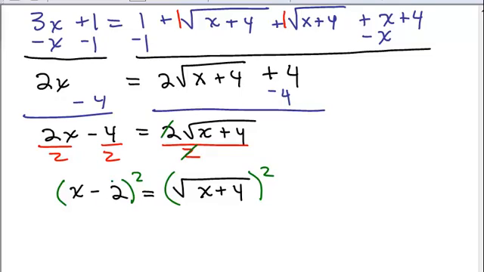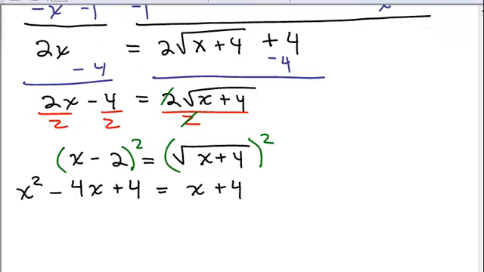And I'm going to do this a little bit faster. x minus 2 times x minus 2, you could do it on scratch paper. x squared, the middle term is going to be minus 4x because you'll have a negative 2x and a negative 2x again. So this will be x squared minus 4x plus 4. And over here, you're squaring the square root. You get what's inside, x plus 4.